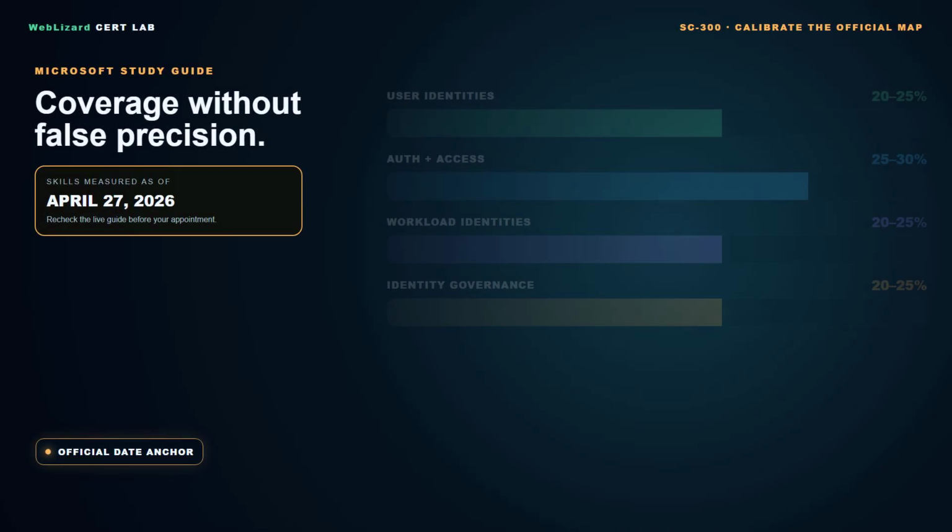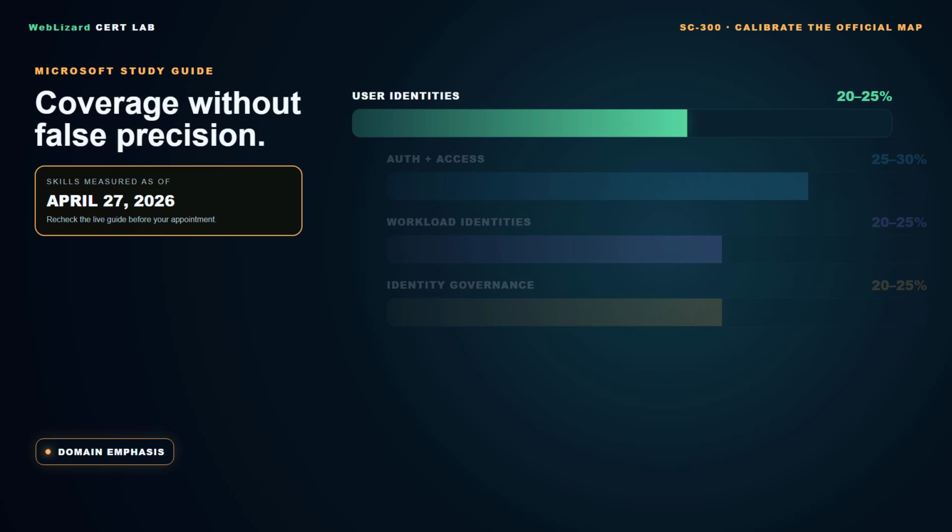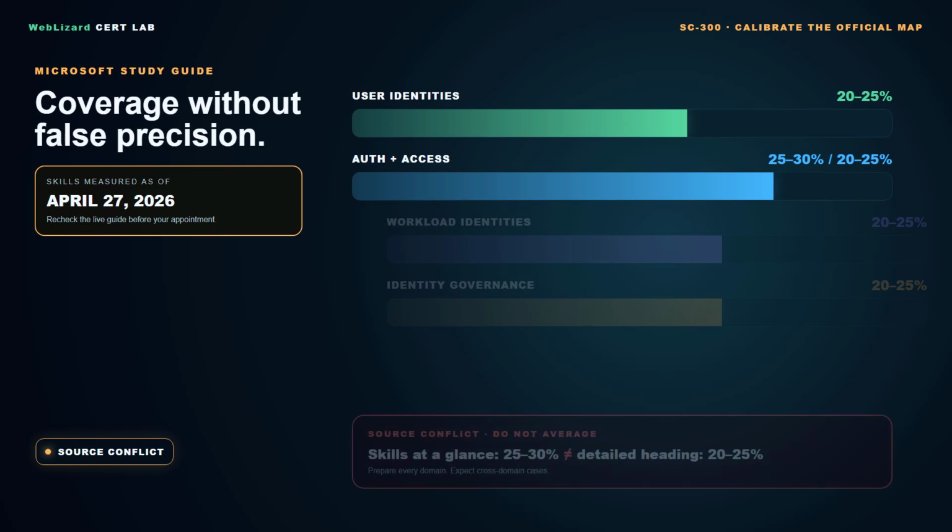This orientation follows the Microsoft Study Guide with skills measured as of April 27, 2026. Recheck the live guide before your appointment. The guide lists user identities at 20 to 25%. Authentication and access management is 25 to 30% in skills at a glance. Workload identities and identity governance are each 20 to 25%.